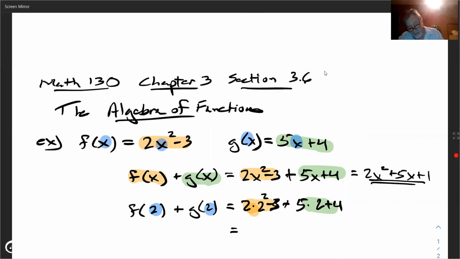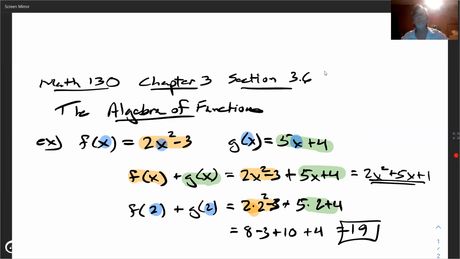It becomes like 2 times 2 times 2 is 8 minus 3 plus 10 plus 4 is 22 minus 3. What does that become? 19? Okay. All right. That's it. I mean, that's all there is to it. You just basically, whatever they tell you to do, you do it.